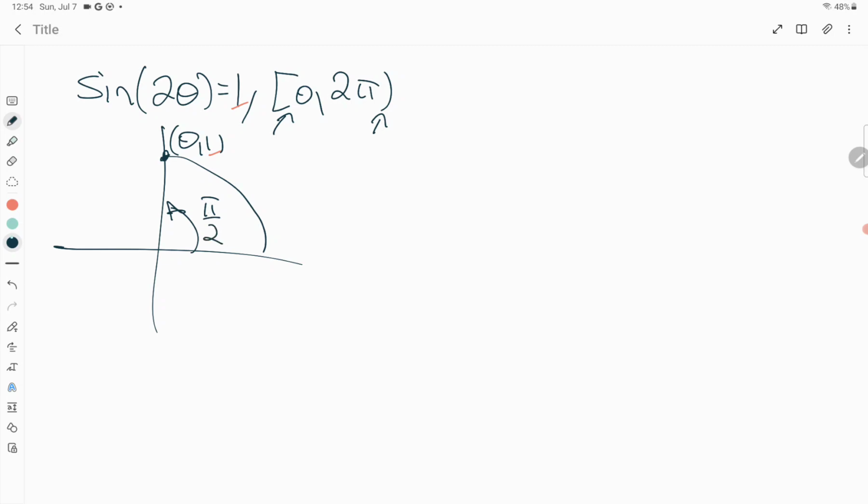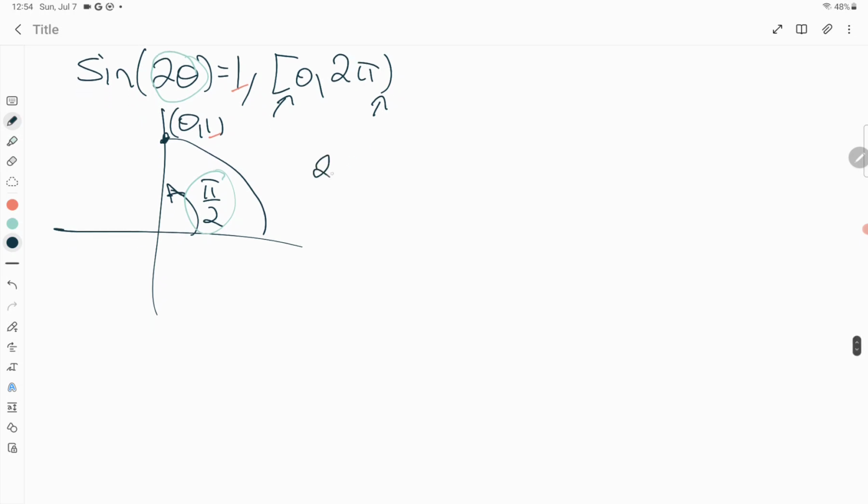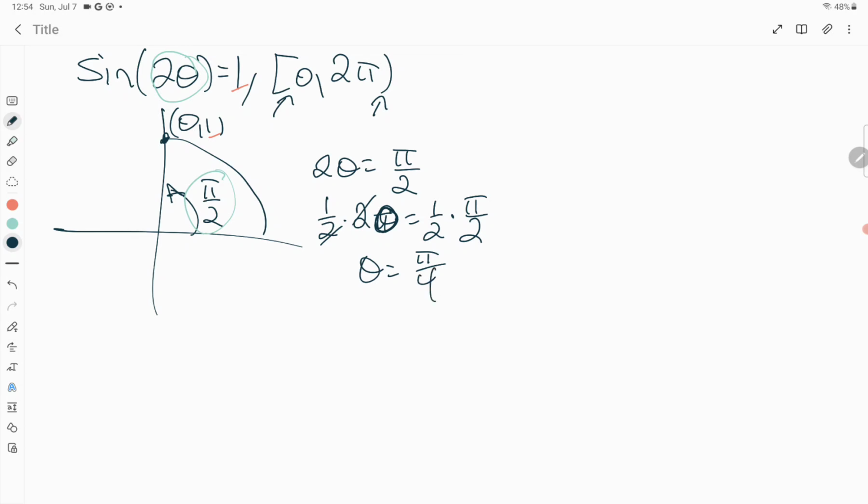That means that this argument of 2 theta can be set to that angle of pi over 2 to find theta itself directly. So we'll have 2 theta equals pi over 2. So 1/2 times 2 theta equals 1/2 times pi over 2. So cancel. So theta equals 1 times pi is pi, and 2 times 2 is 4. We can't stop there though, because there are other angles possible here.